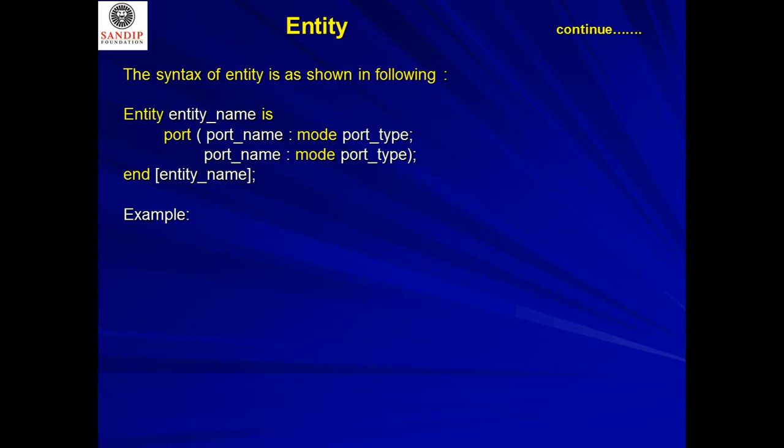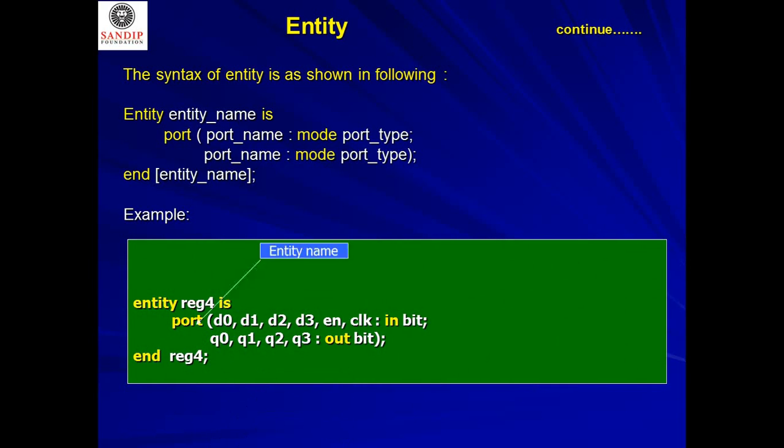Let's see an example of the entity. Here, entity register4 is port, D0, D1, D2, D3, enable, clock, colon. These all are input ports of the design. Hence, these are declared with mode in, and the port type is bit. Bit supports the two logic values, logic 0 and logic 1, semicolon.